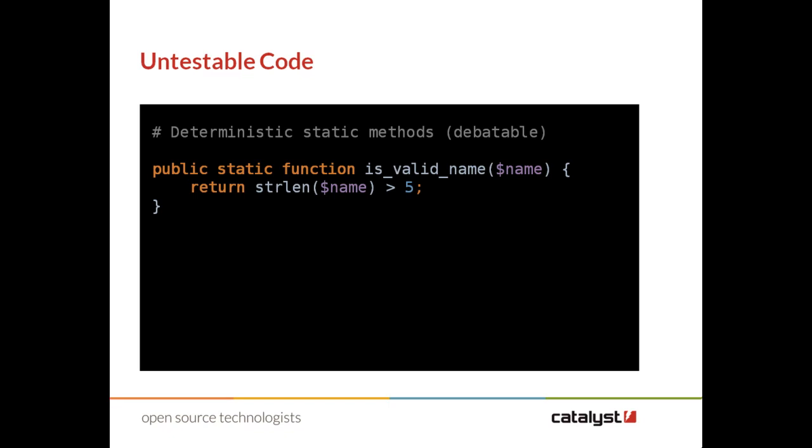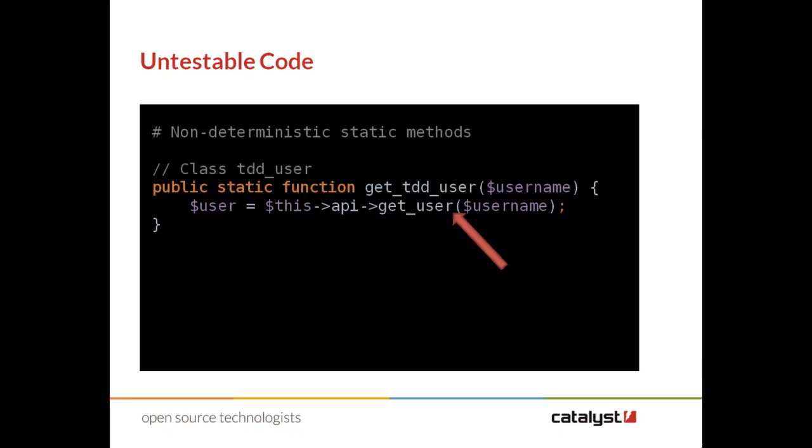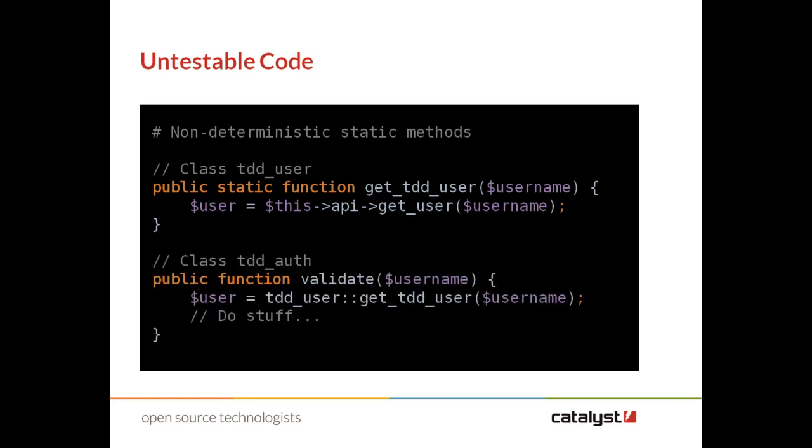That's your call. Now, with non-deterministic static methods, the problem grows bigger. Imagine that getUser is an expensive call, potentially using an external service, and if I were to test the validate method in TDD auth, how can I mock the result of getTDDUser if it's a static method? My suggestion is to avoid static methods most of the time, and if using them, make sure they are deterministic.